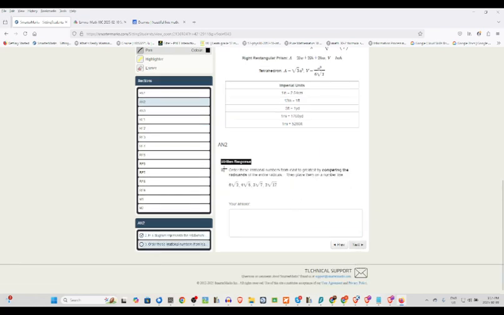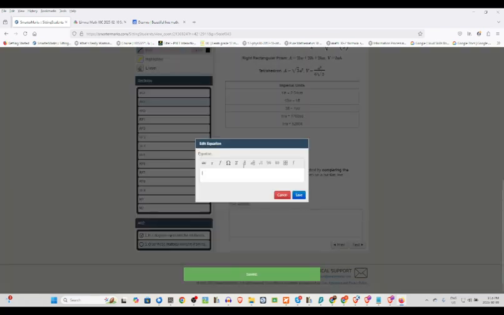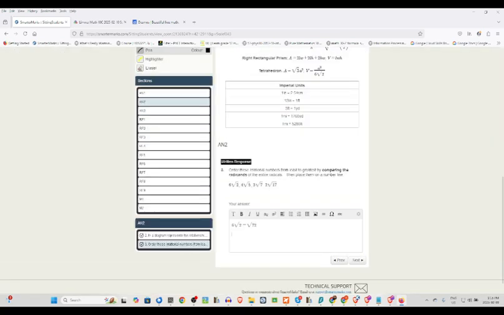Now, we want to order these irrational numbers from least to greatest by comparing the radicands of the entire radicals. So that's a show work problem. So 6√2. If we bring the 6 inside, we have to square it. That's going to be √72.